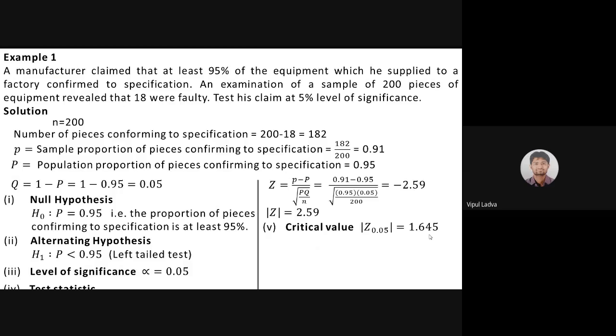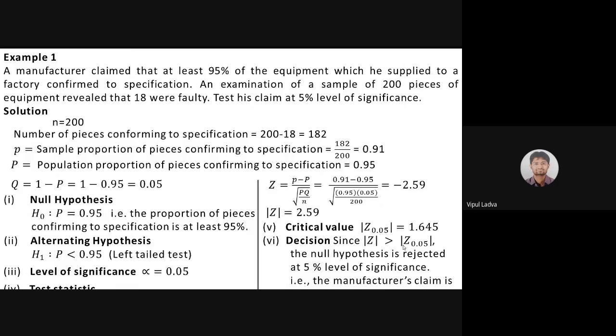Yes, and we are dealing with the single tail test. So at the 5% level of significance, the critical value will be 1.645. Now we just need to compare both. We can easily see that the absolute value of this test statistic is greater than the critical value 1.645. If it is greater, we reject. Then the null hypothesis is rejected. That means at the 5% level of significance we reject the null hypothesis, and the conclusion is that the manufacturer's claim is rejected.